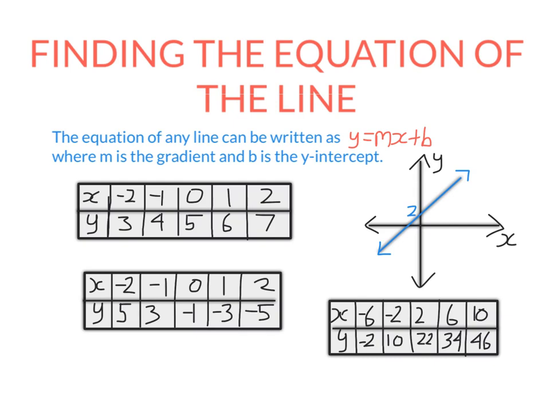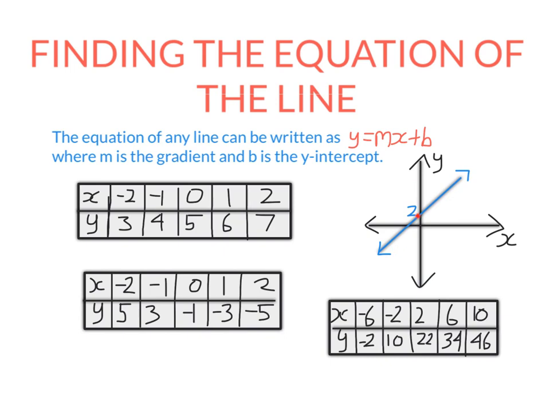Another way to look at it is for each of these tables of values, we're going to find an equation that links x and y. We're going to find an equation that tells us how you get the y value if you know the x value. So that equation is always going to look like this. It's always going to be y equals something times x plus something. Now remember, m is the gradient. So the gradient is what we looked at on the previous slide. This number here, b, is the y-intercept. So the y-intercept of a line is where it hits the y-axis.